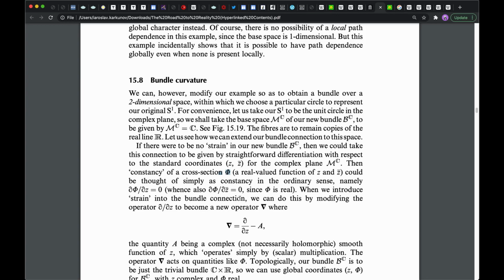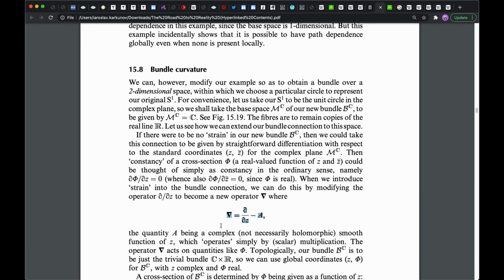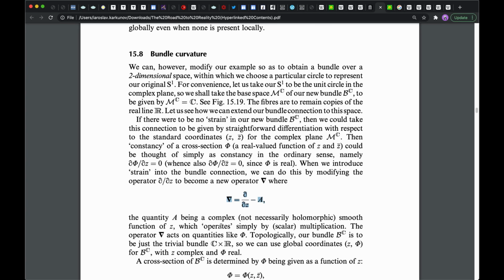And he says that when we introduce strain into the bundle connection, we can do this by modifying the operator d by dz to become the new operator, d by dz minus a, and you can see the same scheme we have seen in the finance toy model in the article before, right? So we add in the bookkeeper here, and that will guarantee the ascending or descending while moving between fibers.